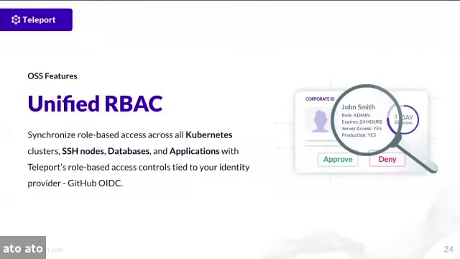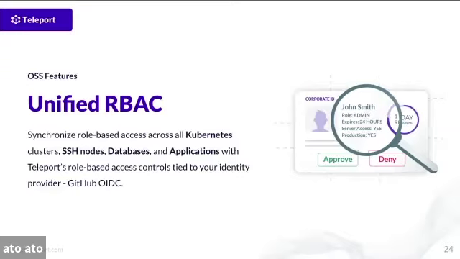So a couple features within the open source that you can actually pull down today, get started, and we'll show that here in a quick demo, is a unified role-based access control as one piece of it. So you're synchronizing your role-based access across your clusters, SSH nodes, databases, and applications. So with open source, you can tie into a GitHub as your OIDC platform.